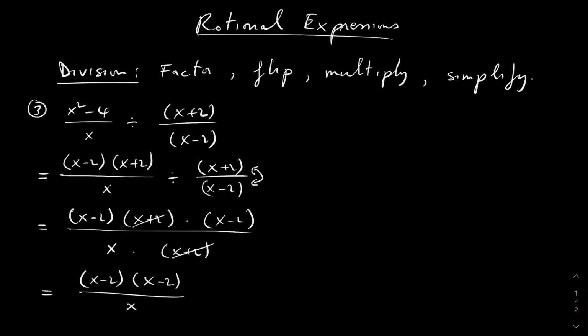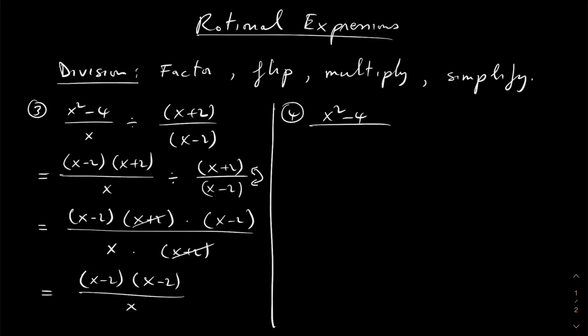Last example in this note, we're going to have x squared minus 4 divided by x squared plus 3x minus 10, altogether divided by another rational expression, x squared plus 5x plus 6 divided by x squared plus 8x plus 15. First step first, let's factor it out.